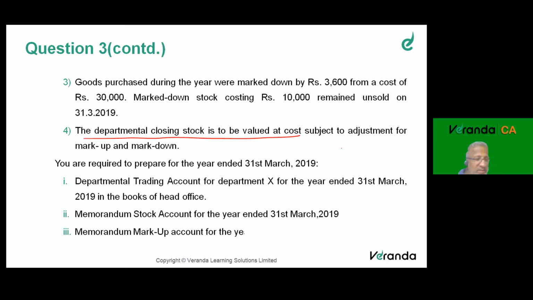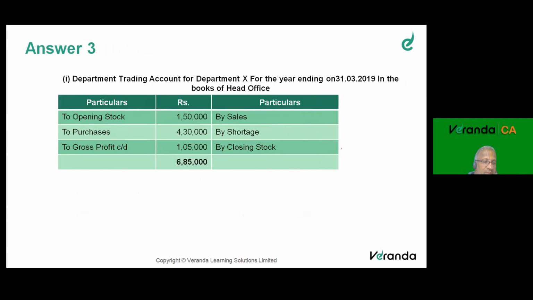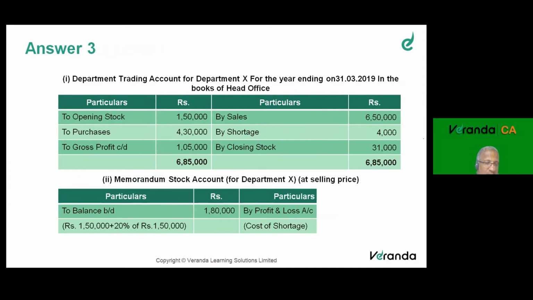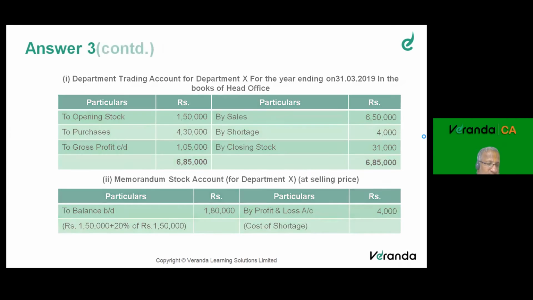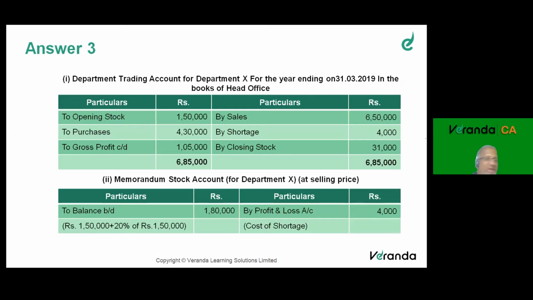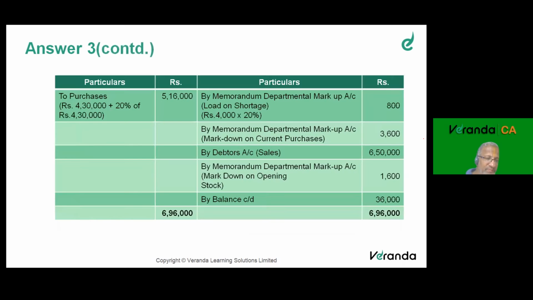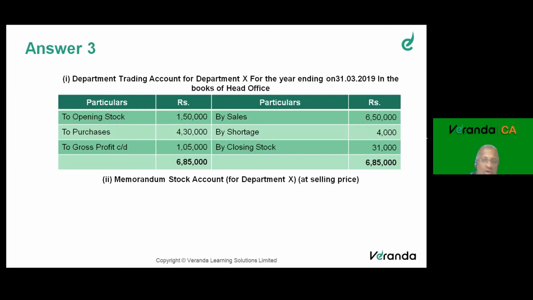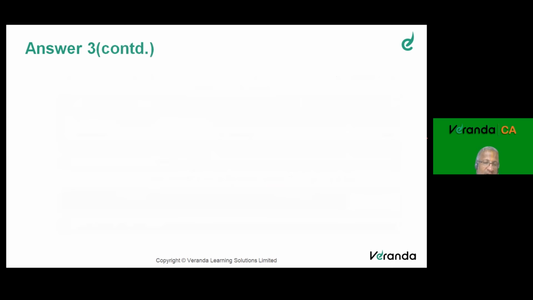Now let us look at the question, the resolution. This is what I was just telling you. So opening stock plus purchases. Closing stock was not given in the problem. That has got to be worked out. Actually, ideally speaking, this memorandum stock account should have come in the next slide. That would be better. There, this 36,000 was considered to be closing stock at an inflated price. We are expected to reduce that markup. You can just see the markup account you will be getting.